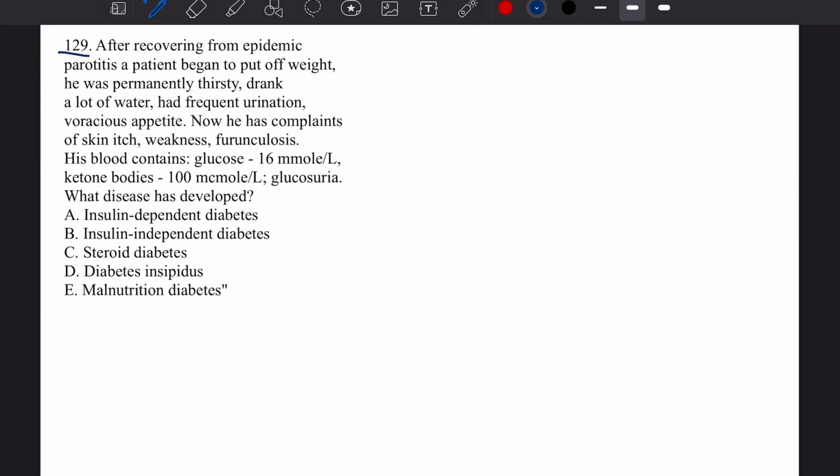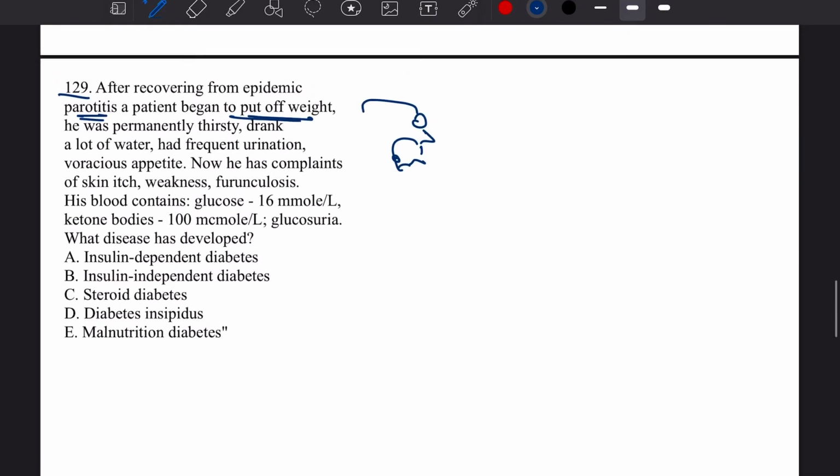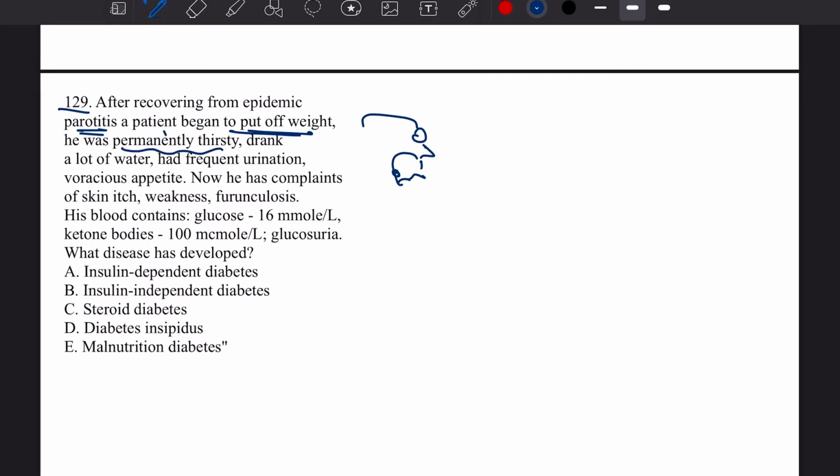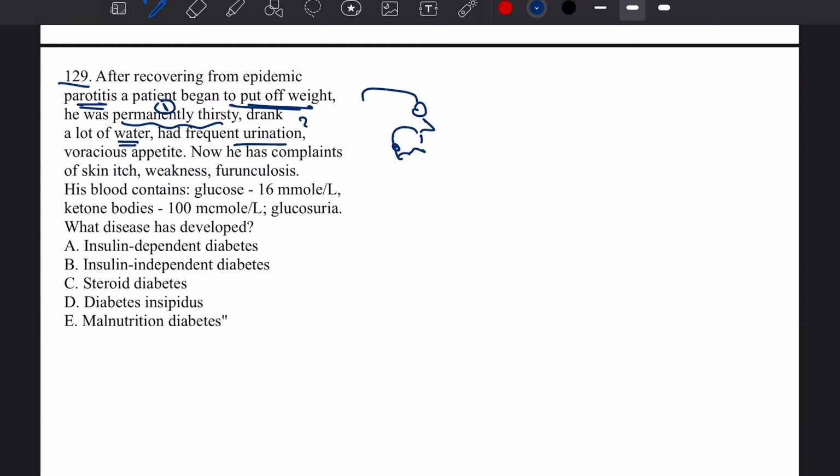After recovering from epidemic parotitis, a patient began to lose weight. So he had an inflammation of the parotid gland, and then he is losing weight. He is permanently thirsty, polydipsia, drinks a lot of water, frequent urination, polyuria, voracious appetite. Now he has complaints of skin itching, weakness, furunculosis. So these are also all complications or symptoms of diabetes.